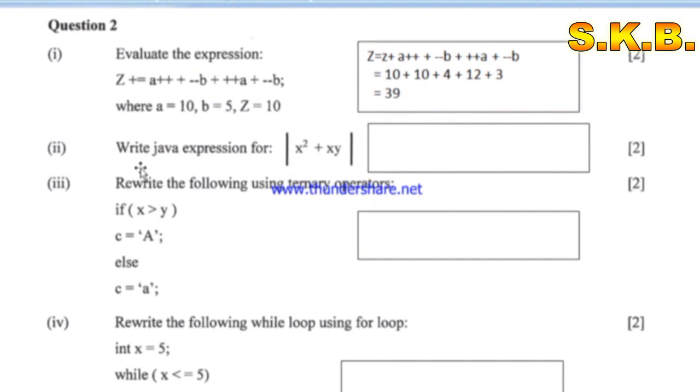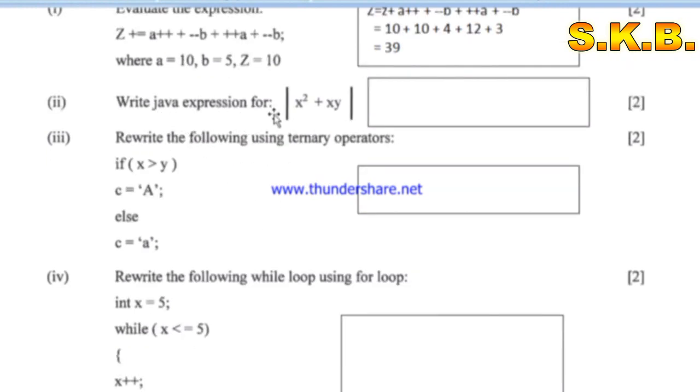Now look at question number 2, students. Question number 2, write Java expression for, it is an absolute symbol. Within this absolute symbol, x square plus xy. So how to write, students? For this absolute symbol we have one mathematical operation syntax. To find out the exact value, we have the Math.abs function. So Math, M is capital here, dot abs.